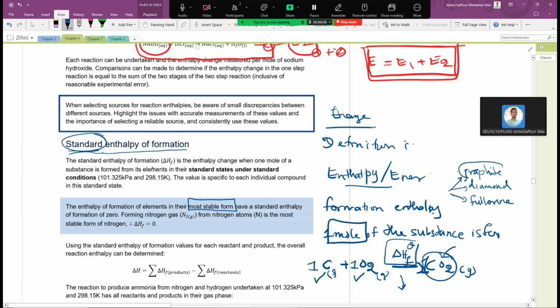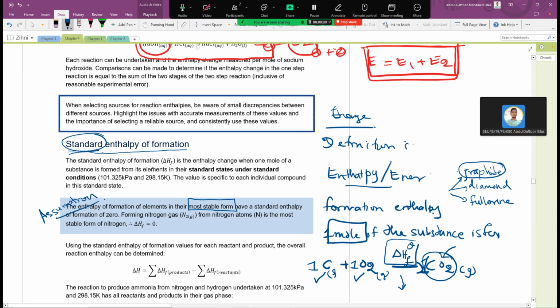So for graphite only, the delta H formation is 0, right? Now you see, in order to calculate the amount of energy released during this process, we have to take an assumption. The assumption is this. This is actually an assumption, okay?